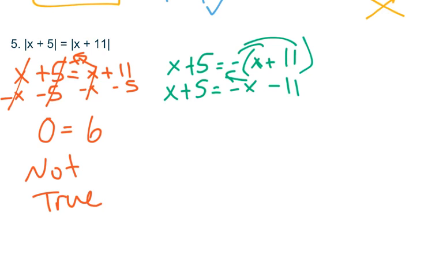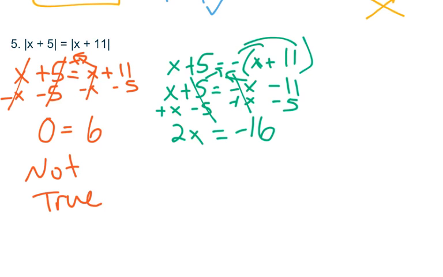So I'm going to take the x that way, take the 5 that way. Plus x, minus 5, minus 5. X plus x is 2x. 5 minus 5 is gone. Negative x plus x is gone. Negative 11 minus 5, that's negative 16. Okay? This is in good shape. We haven't run out of variables yet. So we'll divide both sides by 2. When you divide negative 16 by 2, you get negative 8.